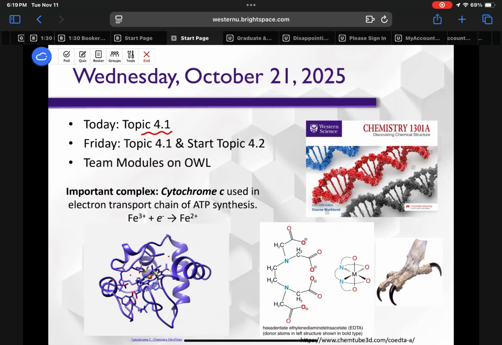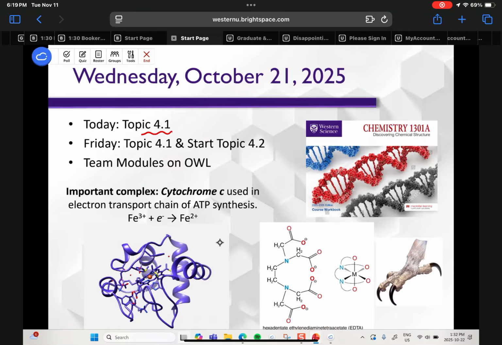It could be iron 2+ or iron 3+. And in cytochrome C, iron exists as the metal cation surrounded by different amino acids that are part of the protein. And iron 3+ can gain an electron, become iron 2+, and it's part of the electron transport chain in ATP synthesis. We learned about EDTA and how it's an important chelating agent.